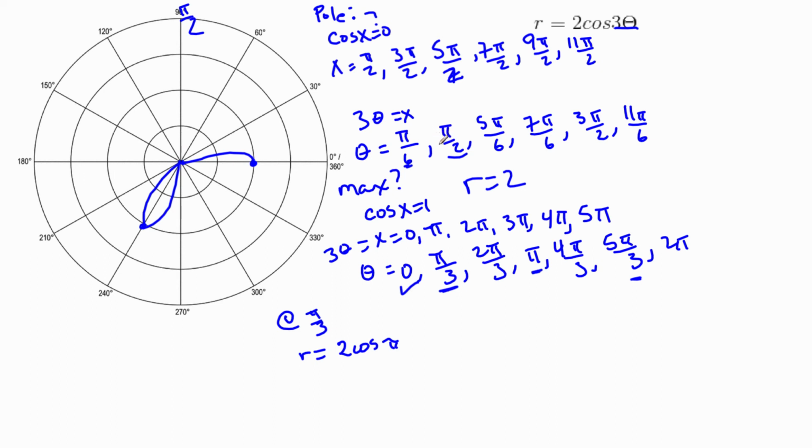Now let's go to 2 pi over 3. At 2 pi over 3, I'm back at 2. All right. And then we're back to 0. All right, and then we're back. All right. So this gives us a 3-leafed rose.